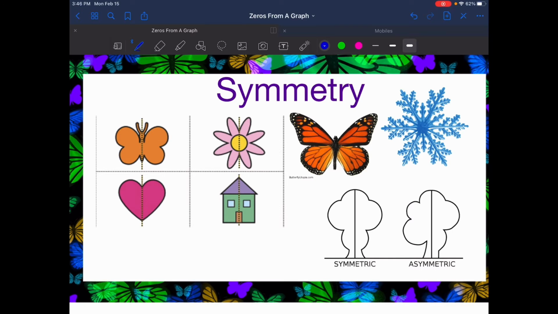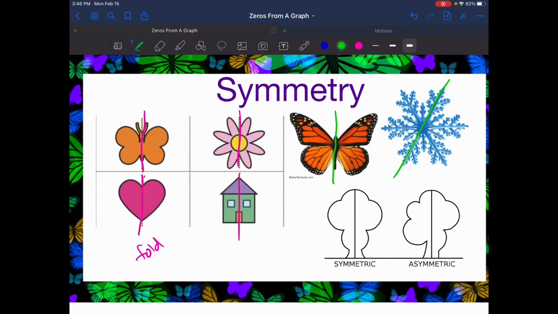So symmetry just means you can cut it down the middle and it'll be the same on both sides. So for example, this heart, cut it in the middle, fold it on top of itself, and it'll be the same on both sides. So these are lines of symmetry. This happens in the real world. For example, butterflies have symmetry.